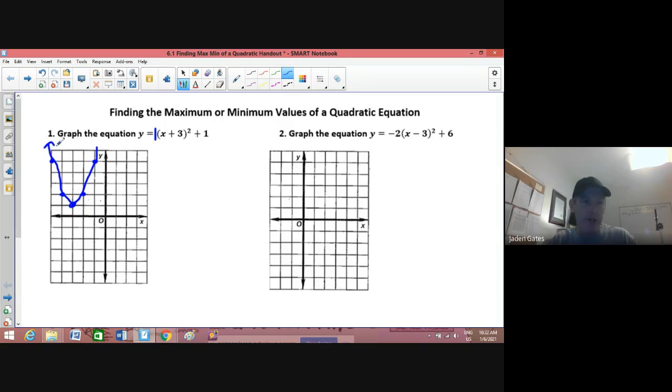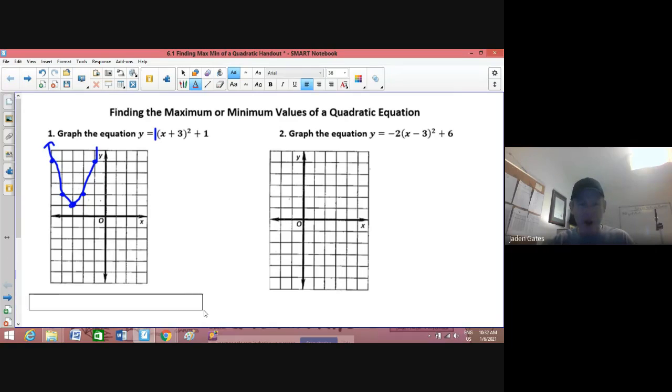Now, here's what we're interested in, is that I want to know the max or min. If it is a max or min value, what is that max or min and when it happens? And what I have is one sentence that answers all those three questions. And so here's the sentence.